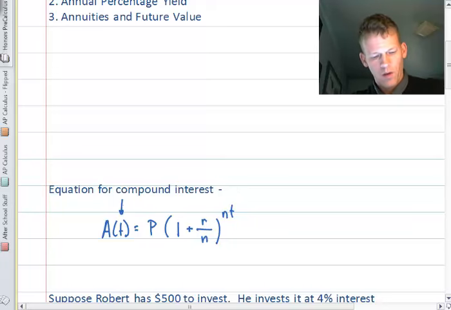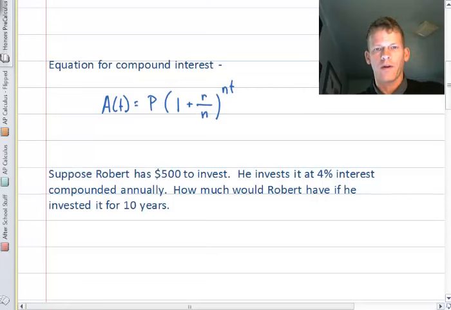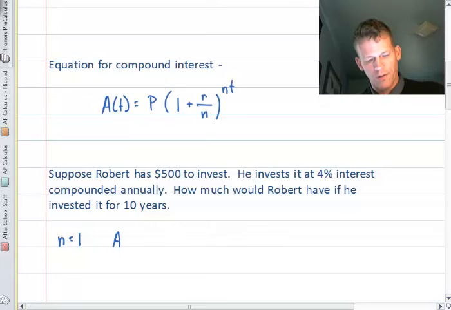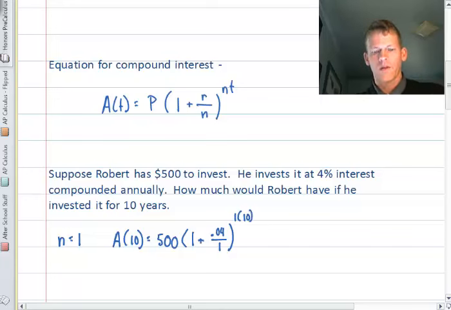With that being said, for our first example, Robert has $500 to invest. He invested at 4% interest compounded annually. Annually means just once a year, so n equals 1. How much money would Robert have if he invested it for 10 years? We fill in the blanks on the equation. The amount as a function of 10 years is equal to 500 for the principal, the initial amount, times 1 plus the interest rate changed to 0.04 over 1, raised to the 1 for n, times 10 for the power.